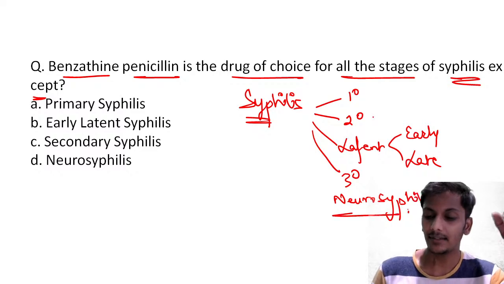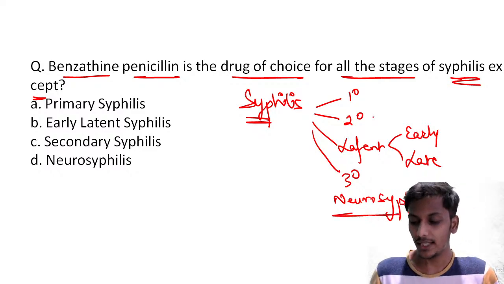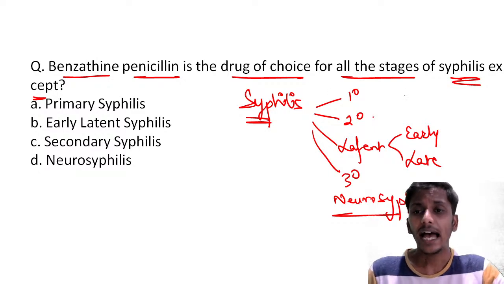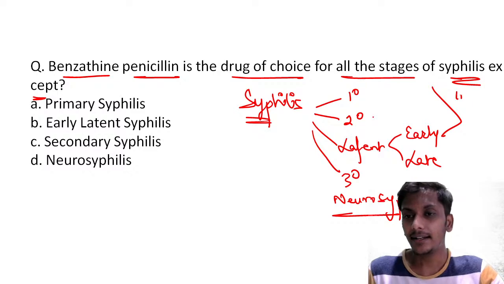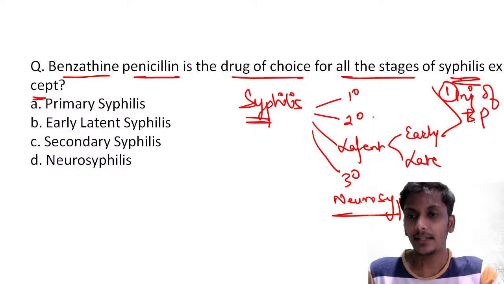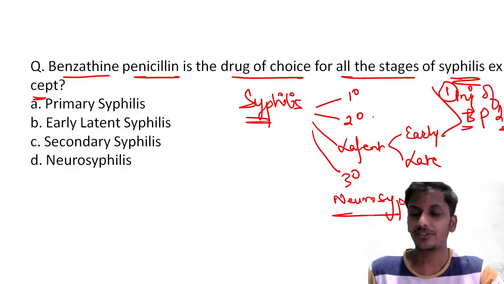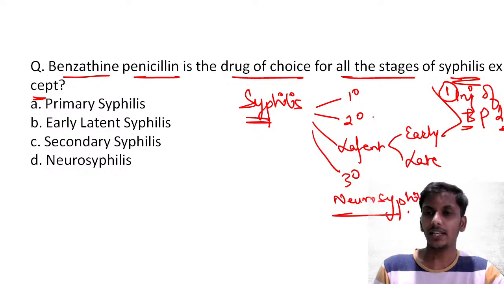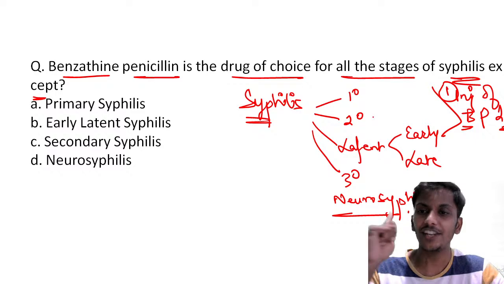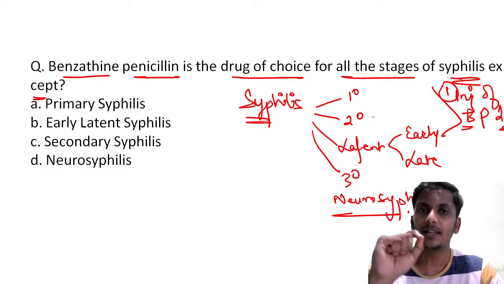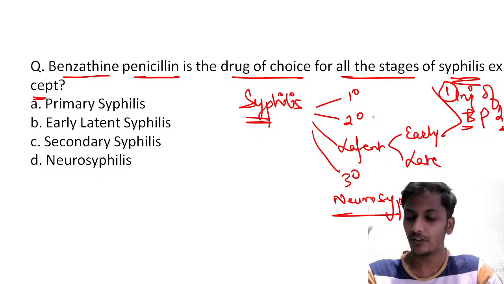So please remember guys, these are different stages of syphilis which are usually seen. Now, as we all know, primary, secondary and early latent syphilis are treated with a single injection of benzathine penicillin, 2.4 million international units. Usually primary, secondary and early latent syphilis are treated with a single intramuscular injection of benzathine penicillin, 2.4 million units.